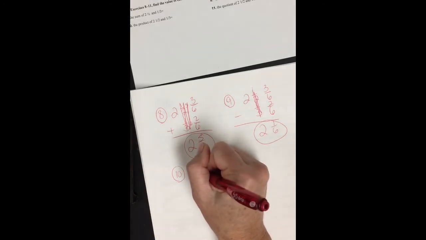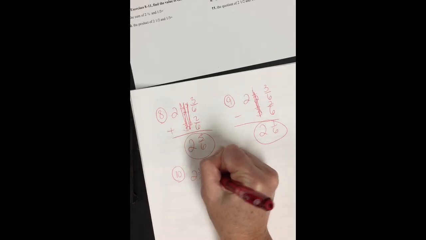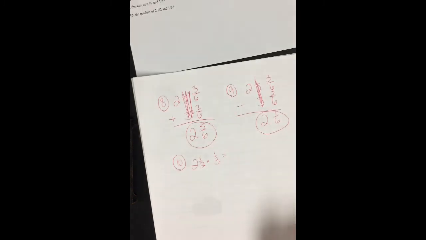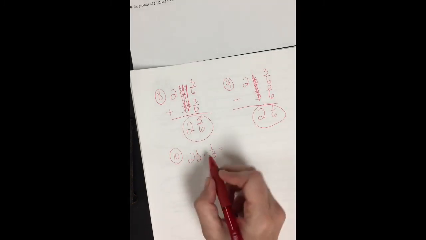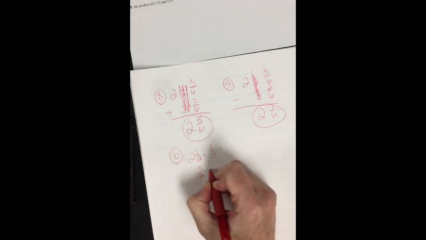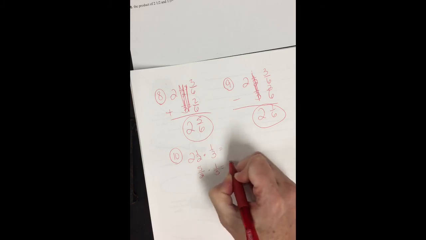10 is the product of 2 1/2 and 1/3. Remember, product is multiply. Rename this as 5/2 times 1/3, which gives you 5/6 as an answer.